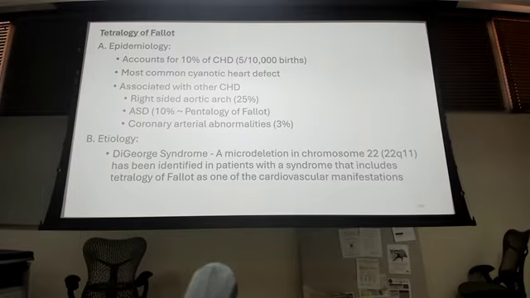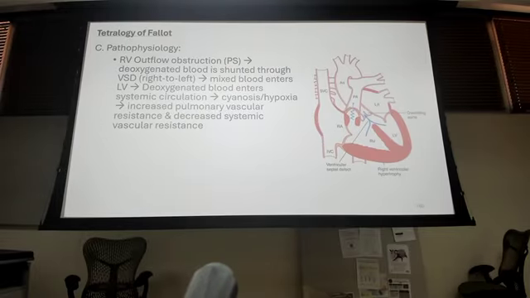It's the most common cyanotic heart defect, but it's not the most common congenital heart defect. It does have a genetic component, so DiGeorge syndrome, which is a microdeletion of chromosome 22, can put somebody at high risk of having this condition.